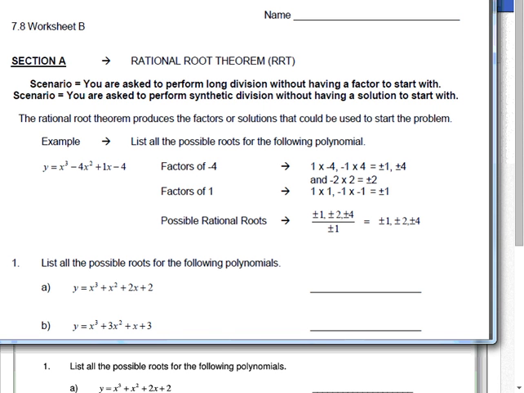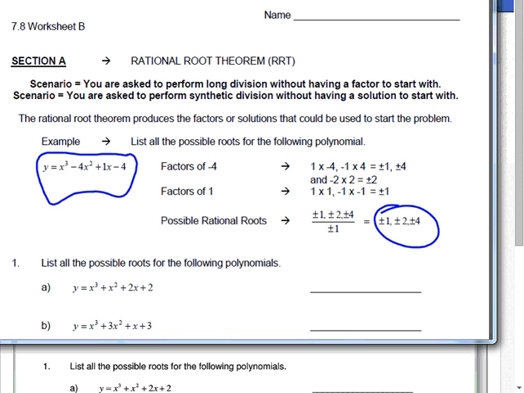Notice this whole first thing is just an example problem. Don't think, oh my gosh, this is so complicated. It shows you how to do it in case you didn't totally understand it. It works one out for you. It tells you the possible answers right there: positive 1 and negative 1, positive and negative 2, and positive and negative 4. Those are the possible roots, the things you could check.